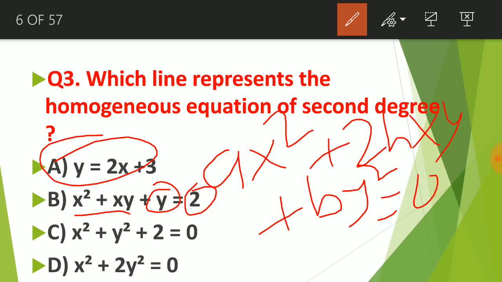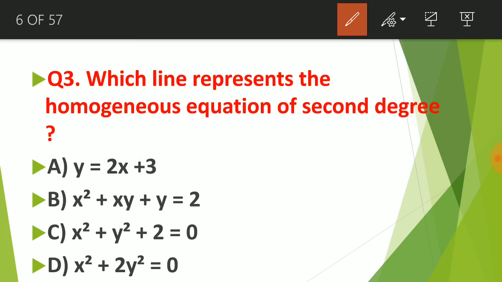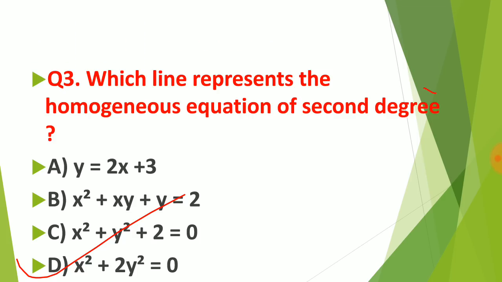If you see option choice C, x square plus y square plus 2, because of this 2, this is not a homogeneous equation. If you see option choice D, x square plus 2y square is equal to 0, which can also be written as x square plus 0 times xy plus 2y square, which is in fact a homogeneous equation. So among these, option choice D is the correct answer for question number 3.